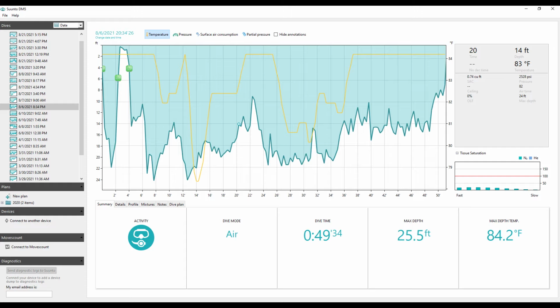I think temperature is probably the most exciting thing for you viewers, so I think I'm going to stick with that. But anyway, you can see I was diving on air. Dive time is 49 minutes, 34 seconds. Got down to a max depth of 25.5 feet. And it recorded the max depth temperature as 84.2 degrees Fahrenheit. That is not necessarily the coldest temperature, that's the max depth temperature. So that's the temperature it recorded at 25.5 feet.